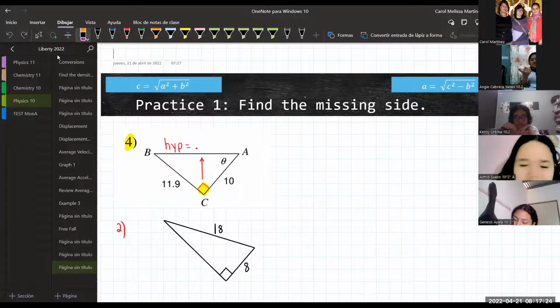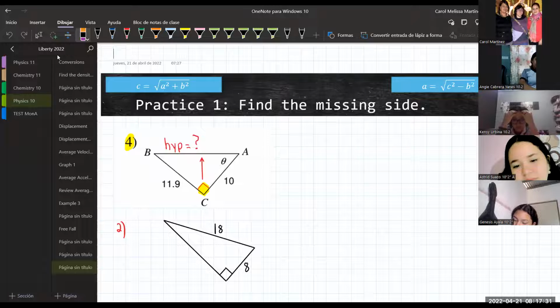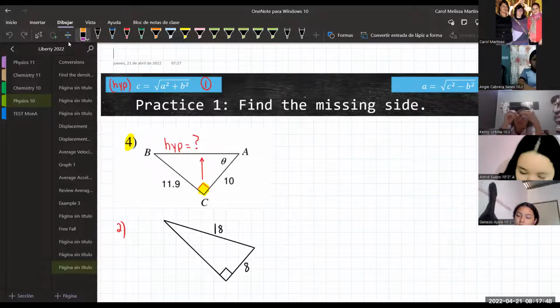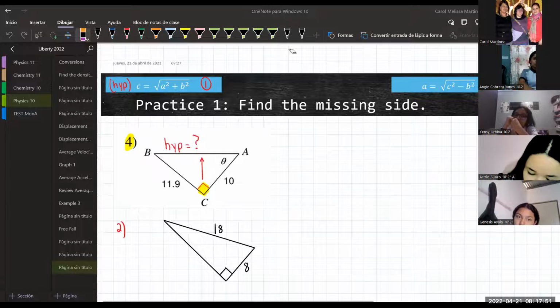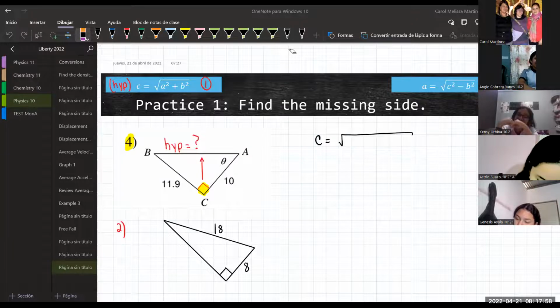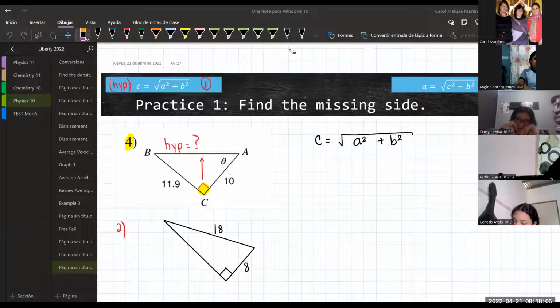Because I need to find the hypotenuse, I could use one formula or the other. Which formula am I going to use, 1 or 2? The number 1, because remember, letter C represents the hypotenuse. So we're going to be using the first formula, okay? We say hypotenuse, that is C, is equal to the square root of a squared plus b squared.